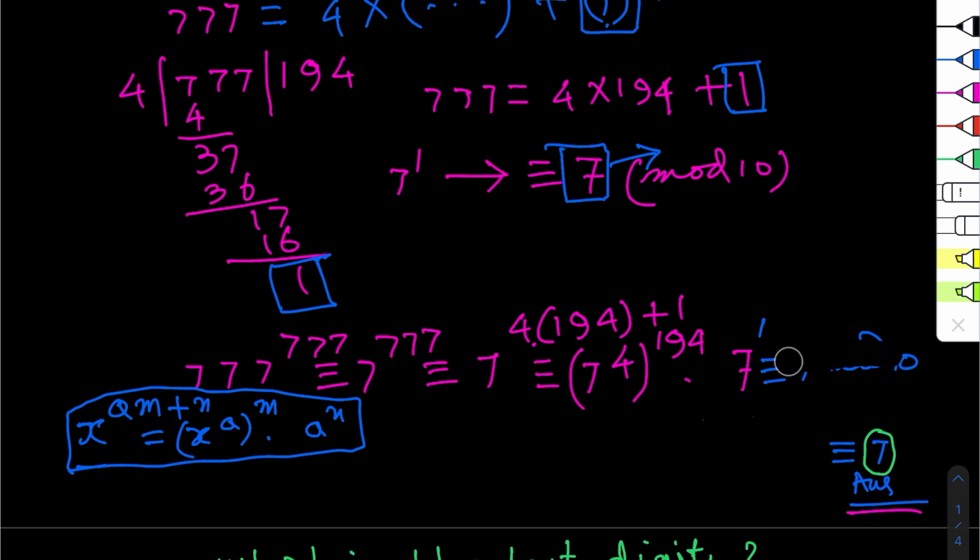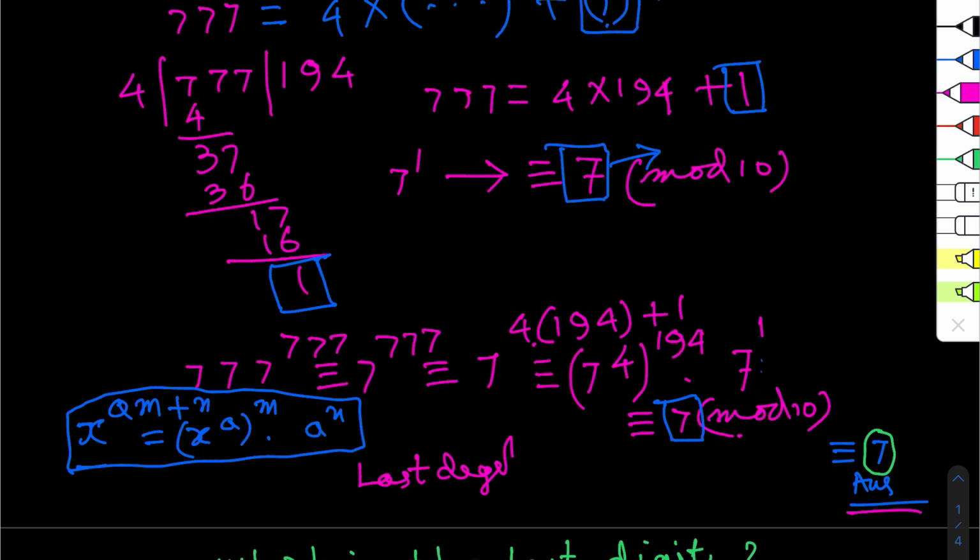Okay, 7 to the power 1 is congruent to 7. So this is the last digit. The last digit is 7. This is the answer. The last digit is 7.